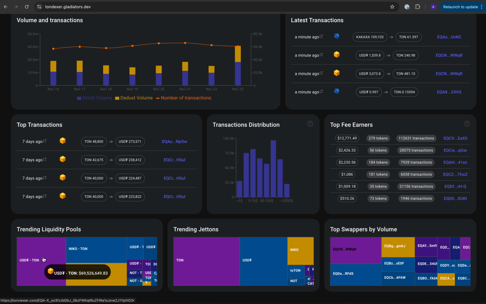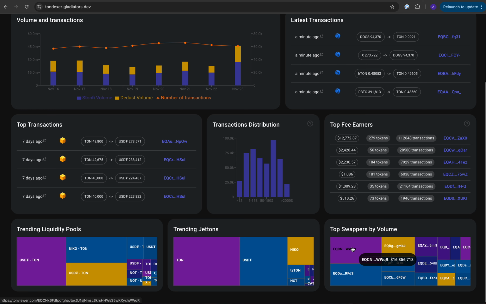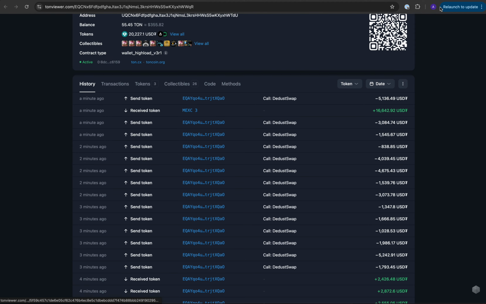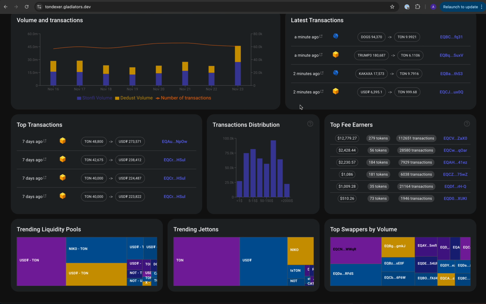For example, here the USDT-Ton DeDust pool is the top performer by volume. For me it's a bit surprising, but the second one is the Nico-Ton pool, followed by the USDT-Ton pool, but this one is on StonFi DEX. No surprise that Ton and USDT are the top two tokens for swaps. And here we can see that, for example, this guy managed to swap more than $16 million over the last week. Let's check him on Ton Viewer. Yes, he's swapping a lot, huge volumes, so it's most likely true.